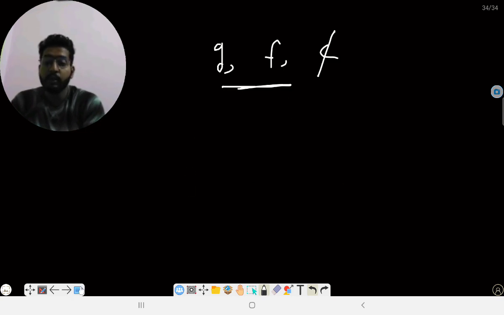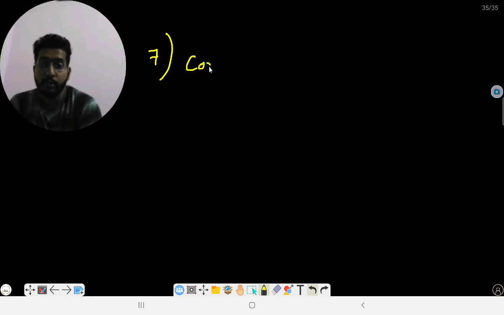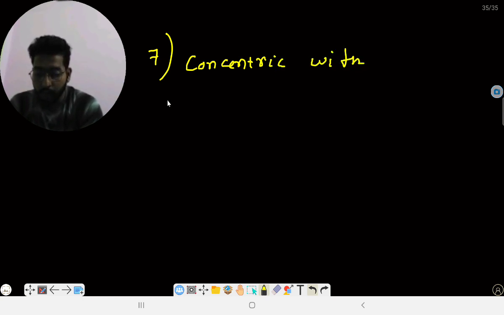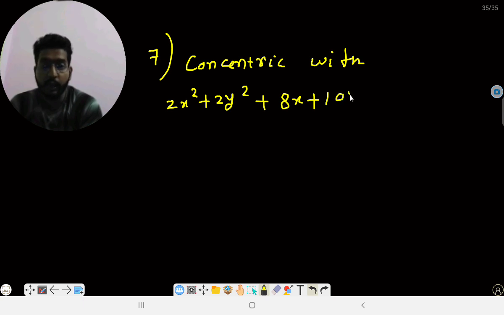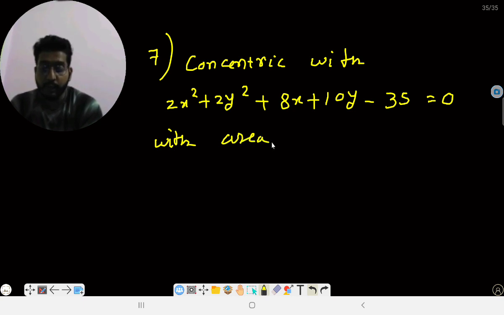Now next one is question number 7. Question number 7 says: find the equation of the circle which is concentric with the circle 2x square plus 2y square plus 8x plus 10y minus 35 equals 0, with area 16 pi square unit. So the area is given.